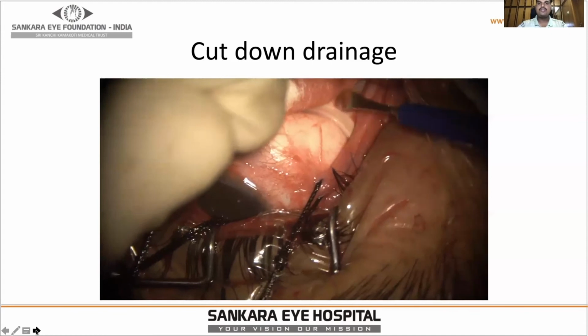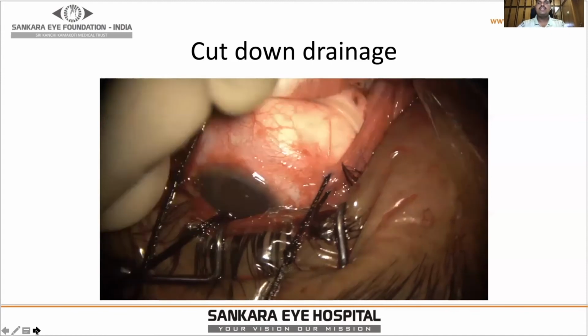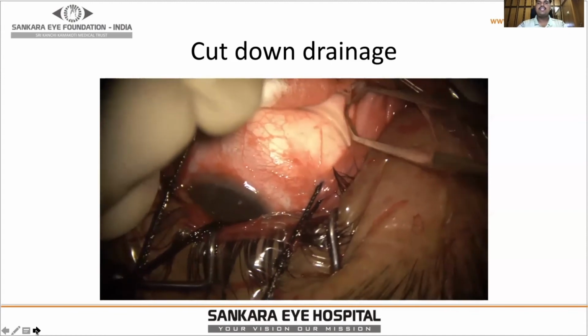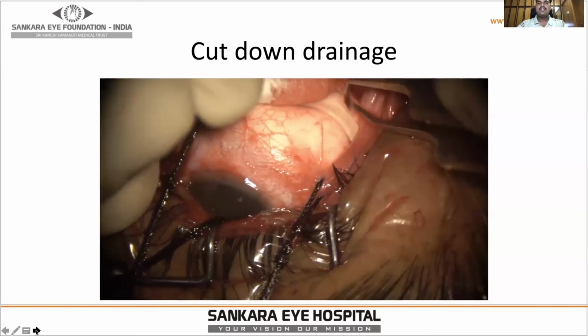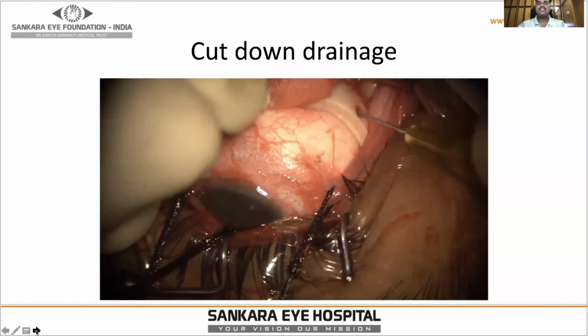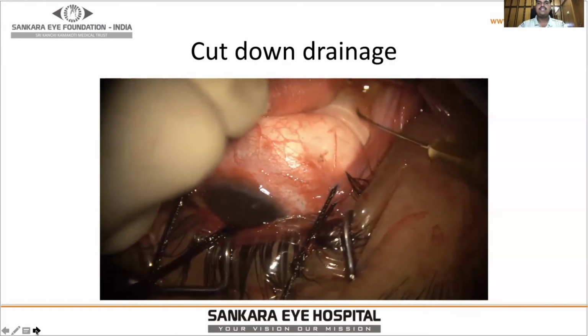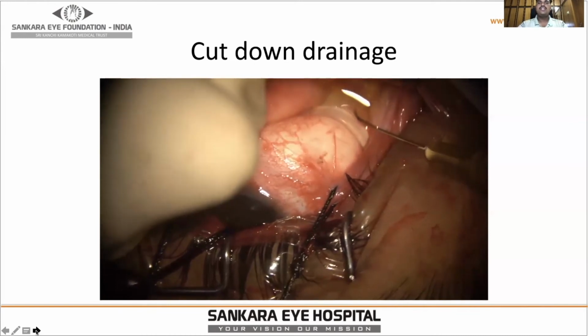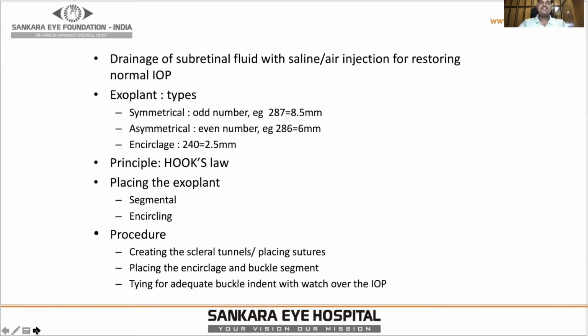When you expect the subretinal fluid to be very thick and wouldn't drain as easily with the needle technique, or if the subretinal fluid is shallow, then the cut down technique is better, where the sclera is cut down, exposing the choroid. Once the choroid is exposed, cautery is done, and then the 26 gauge needle is inserted through this area to drain the subretinal fluid. After the subretinal fluid drainage, we usually place the buckle or the explant.